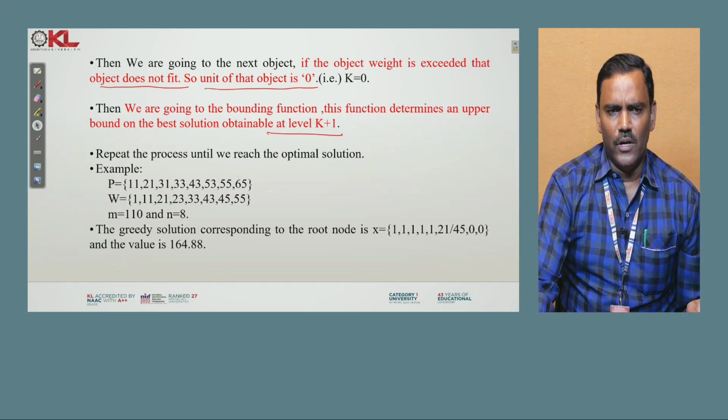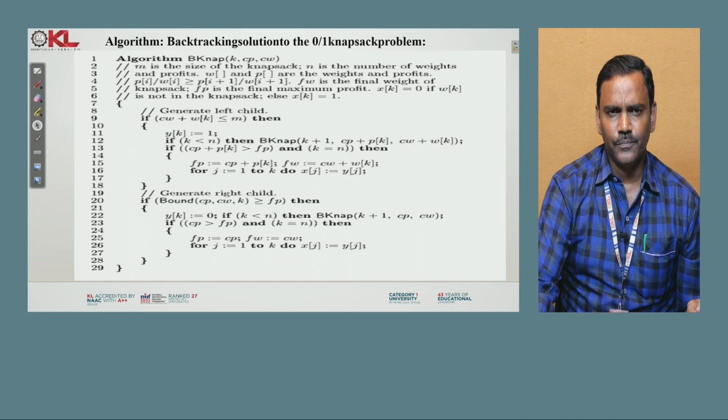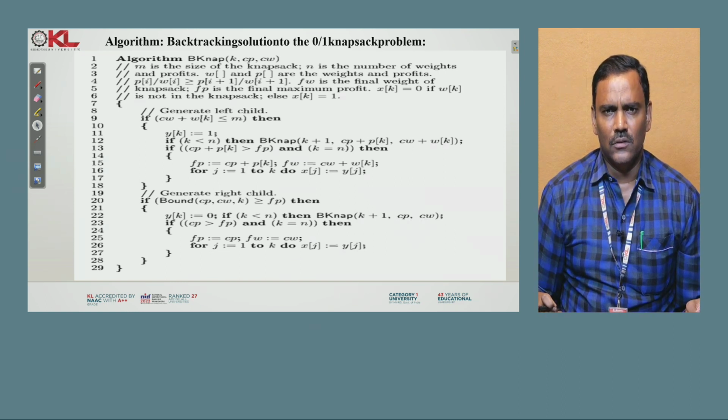Okay, for p, w and m, but in our example we are going to be taking some other problem regarding this one. And finally we will generate a state space tree, which is going to be generated to get the optimization solution. And here is the algorithm for us, the backtracking solution to the 0/1 knapsack problem.